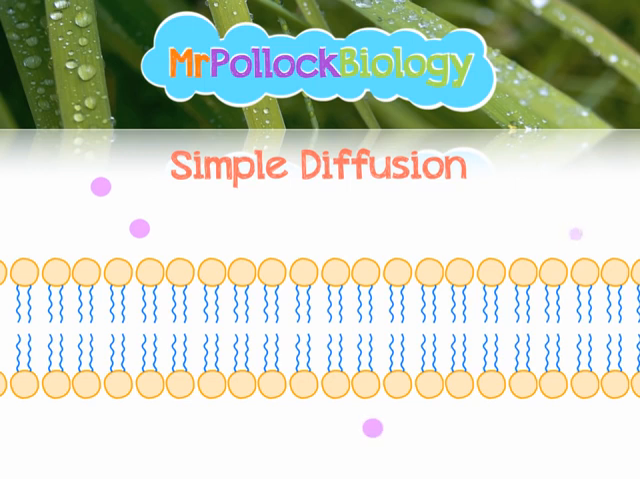So here's my phospholipid bilayer, and here are some small uncharged molecules, possibly oxygen, maybe not, but possibly oxygen. Now simple diffusion is dead straightforward. It's movement from a high concentration to a low concentration. There we go, the particles have moved from where there was lots of them to where there weren't very many of them. It's dead straightforward.